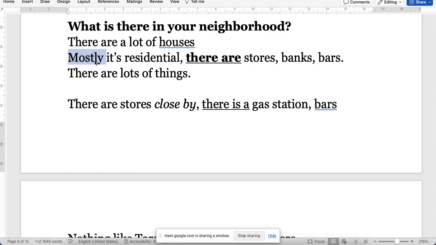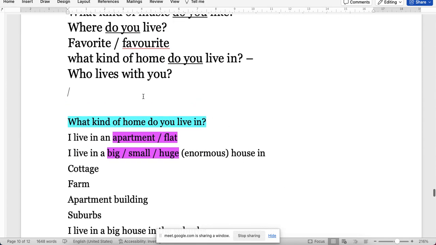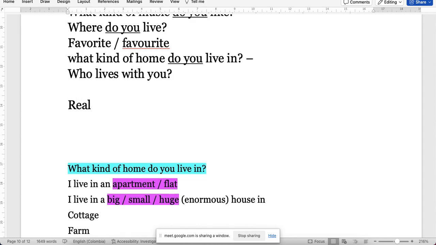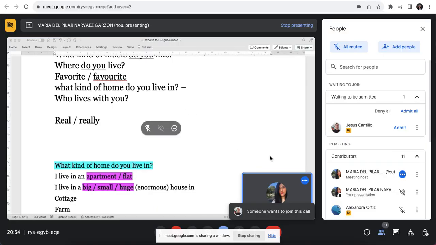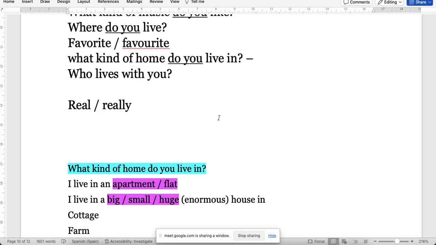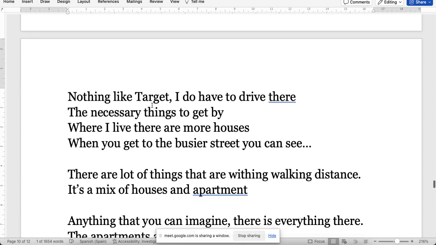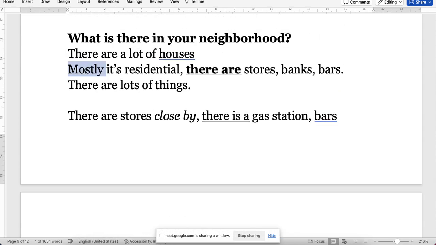Generalmente la terminación LI significa mente. Por ejemplo, real es la palabra real, pero si digo really, sería realmente. Generally, generalmente. Basic, básico. Basically, básicamente. Entonces este li generalmente significa la terminación mente. Aquí mostly, mayormente, pero en su mayoría. Yo diría, en su mayoría, it's residential. No tiene que ser tampoco una equivalencia literal. Good. Thank you.